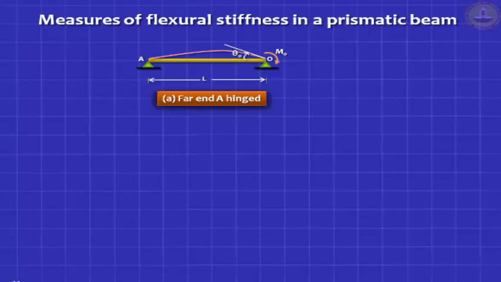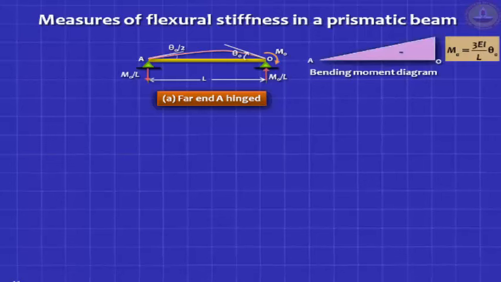You can apply any of the methods, say conjugate beam method, and draw the curvature diagram. It's a linear diagram, and you can prove the bending moment diagram will be linear. You can prove that M naught is 3EI by L into theta naught.